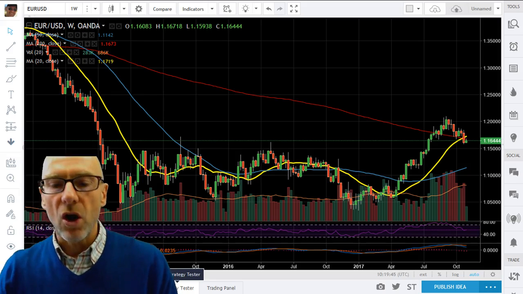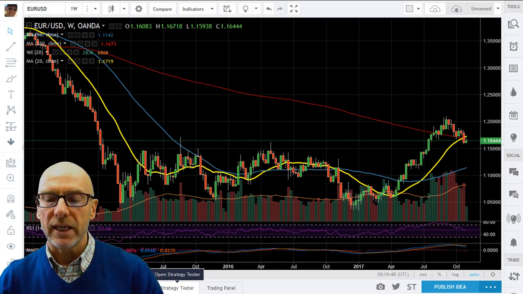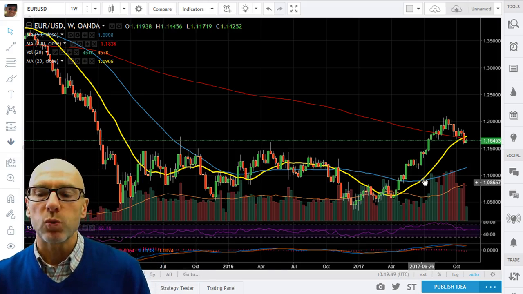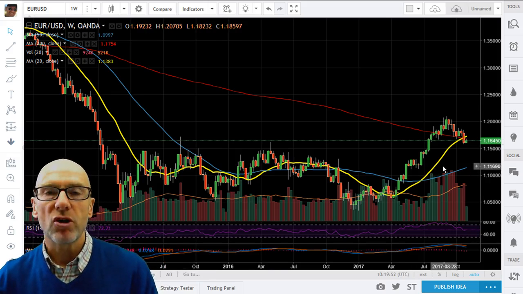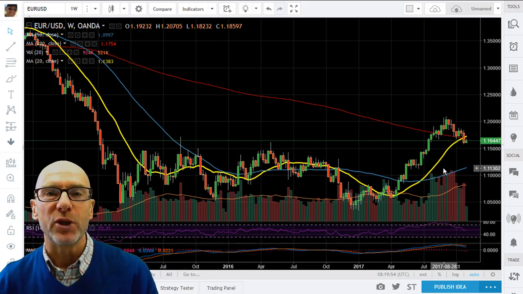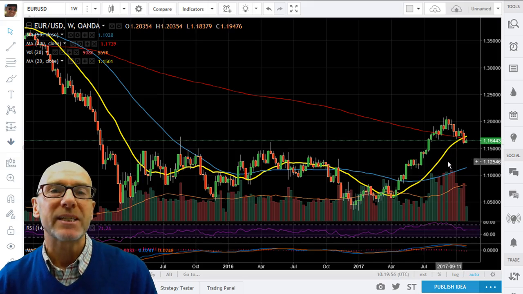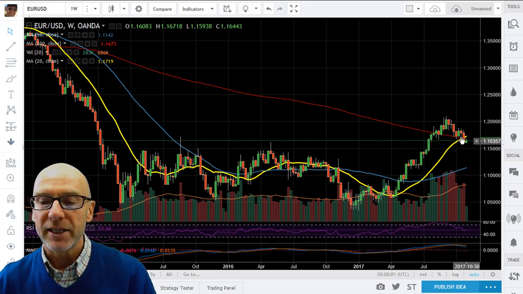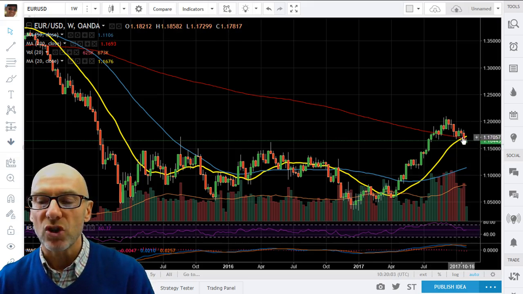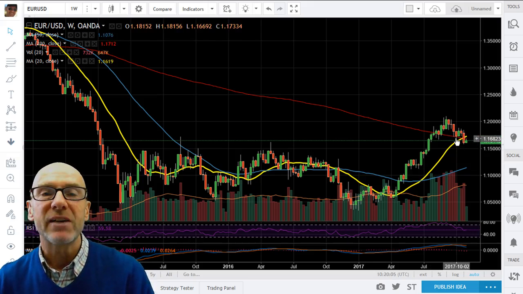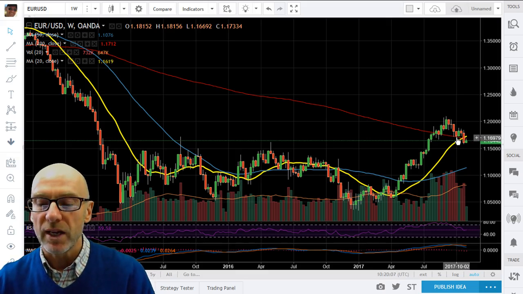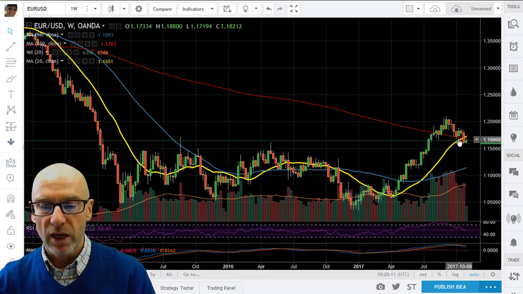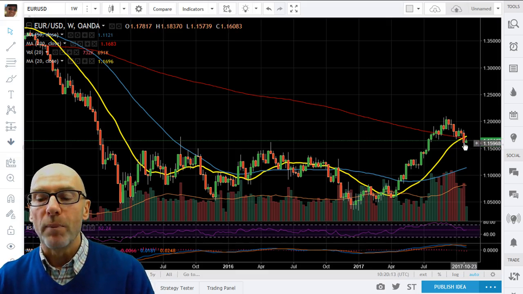So here we are on the weekly, so each candle represents 1 week. The intro probably sounded very confusing because there's mixed pictures coming out of the Euro USD. You can see that we've had this consolidation that did find support early in October from the 200-week moving average. However, we've gone back below that.